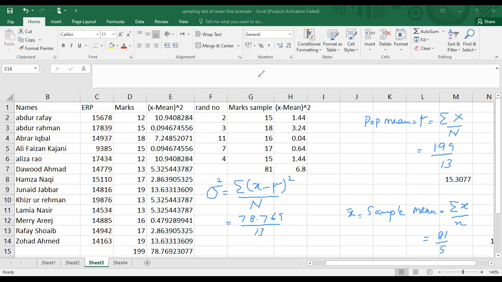Now sample variance S square. S square can be calculated as summation X minus sample mean whole square divided by N minus 1. So this is equal to 6.8 divided by 4, not by 5. So this is equal to 6.8 divided by 4, and this is equal to 78 divided by 13. So these two numbers are to be calculated.